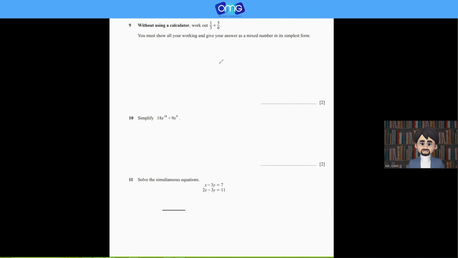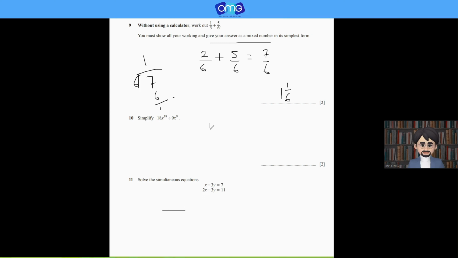Number 9. Without using a calculator, count this. 1 over 3 is 2 over 6, plus 5 over 6. Don't forget we need to make the same denominator. This is 7 over 6. And give your answer as a mixed number. Okay, easy. 7 over 6. If you don't remember, the remainder is 1, that's why it's 1 here, and 1 is the quotient.